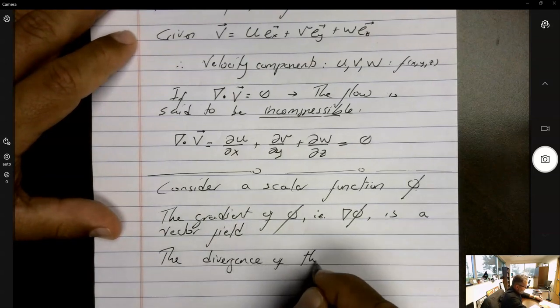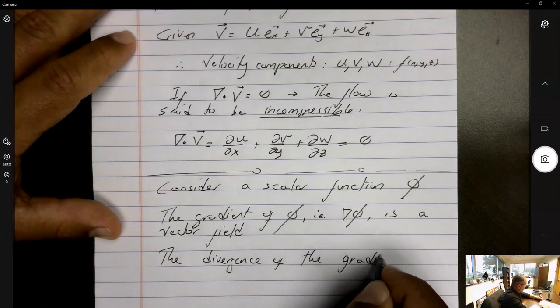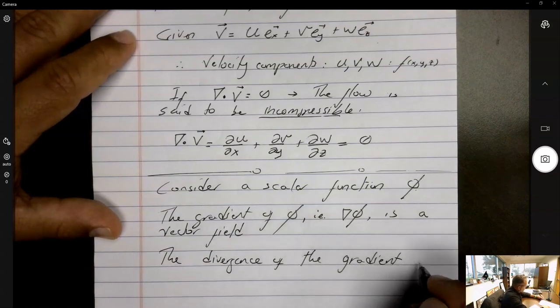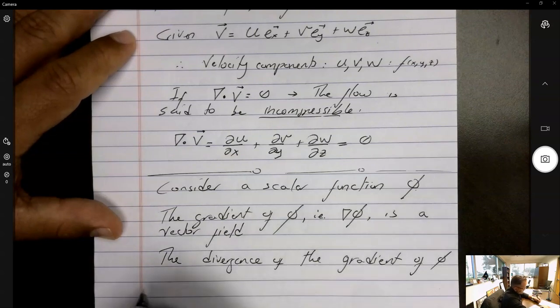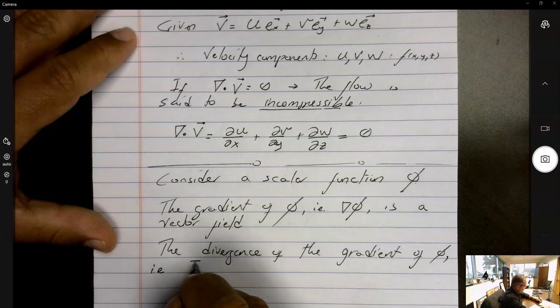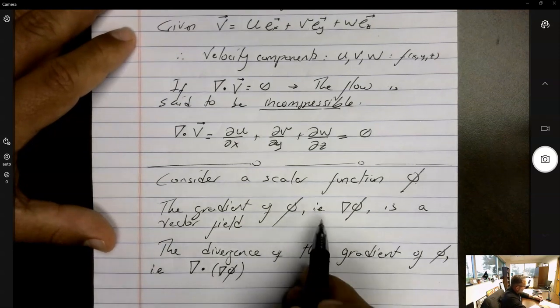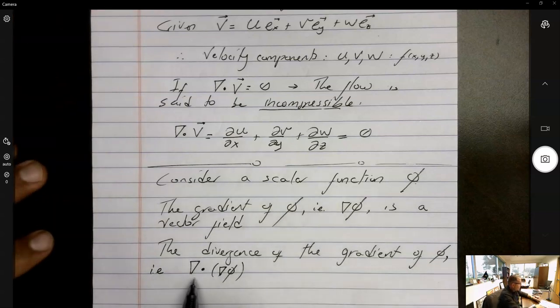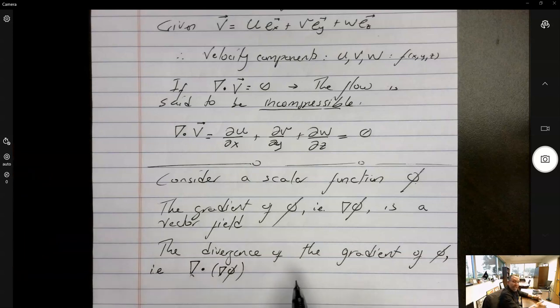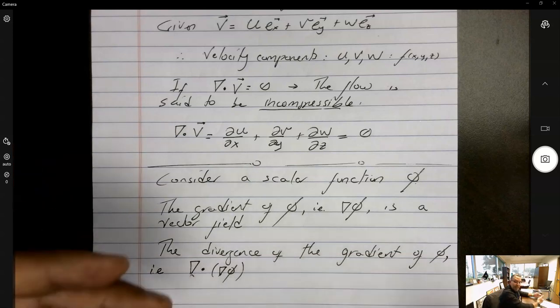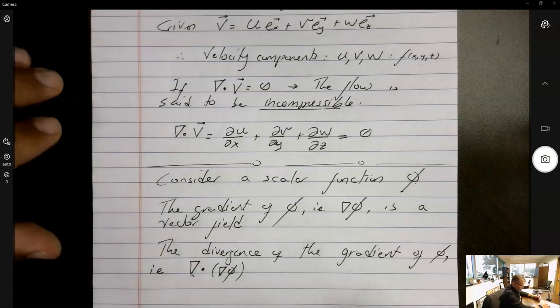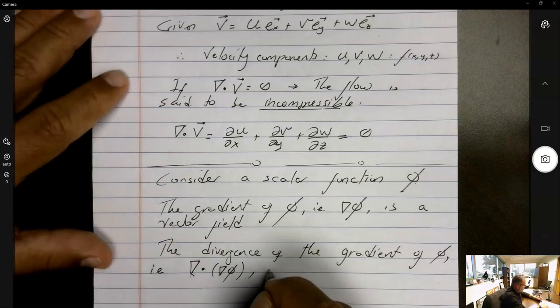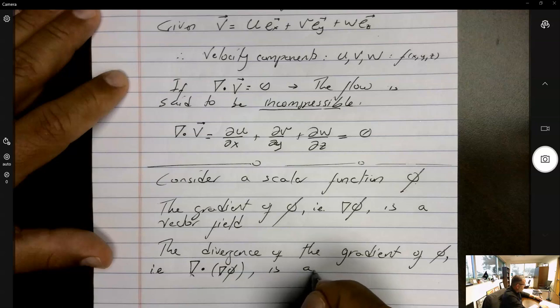Okay, the divergency of the gradient of phi, i.e. the divergency of the gradient of phi. So remember, when we take the gradient of phi, we obtain a vector field, and then we can take the divergency of that vector field. That's allowed because you can only take the divergency of a vector field. You cannot take the divergency of a scalar. Now you turn it back into a scalar.